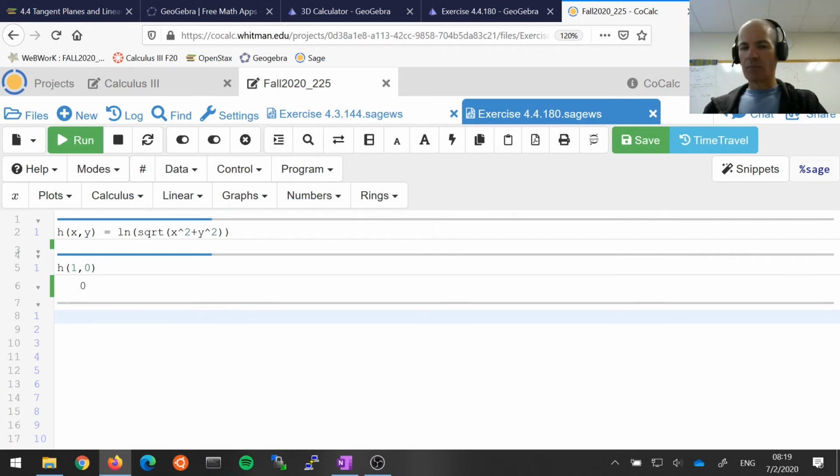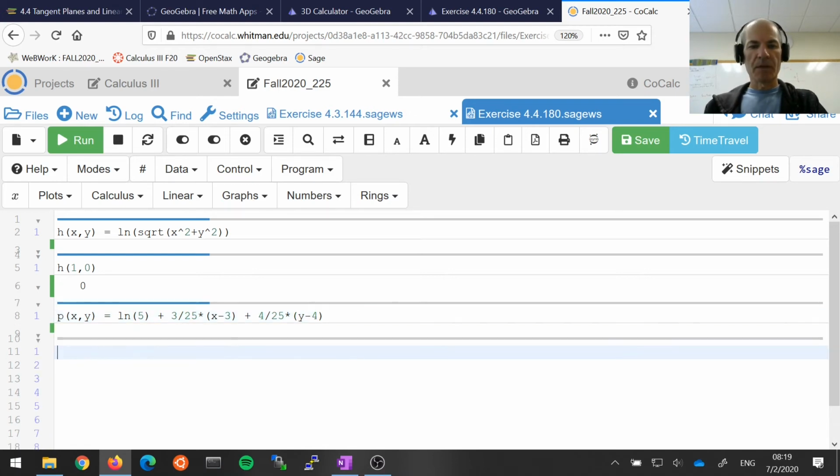All right, so we've got that function loaded. Let's define a function called p for plane, and this is going to be the equation of the tangent plane. The natural log of 5 plus 3/25 times (x minus 3) plus 4/25 times (y minus 4). And let's just double check that. If we plug in, say, x equals 3 and y equals 4, we should get the natural log of 5.